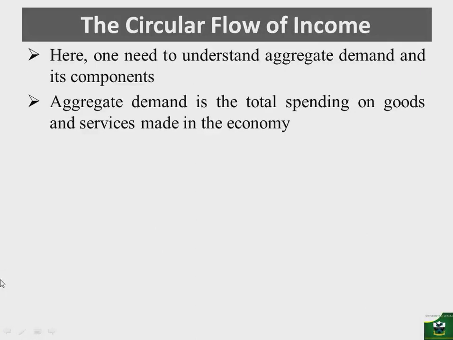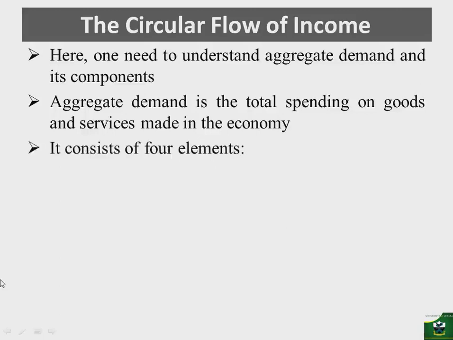Aggregate demand is the total spending on goods and services made in the economy. So we have different commodities that are produced, and when you're computing aggregate demand, you focus on what you have made, it's the output of a given economy. And now with this brief definition, we are good to know some of the components that make up aggregate demand.